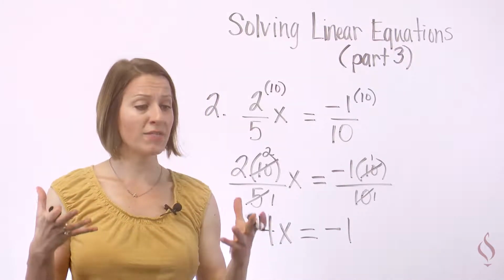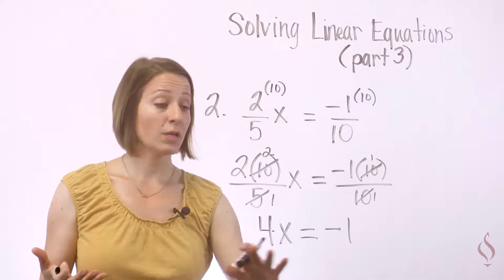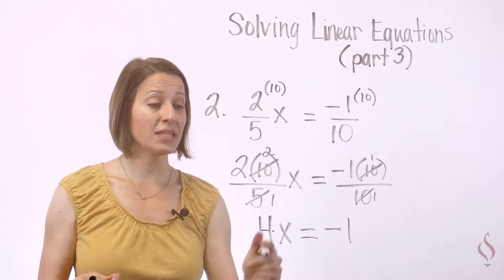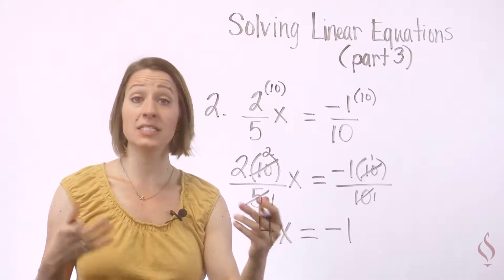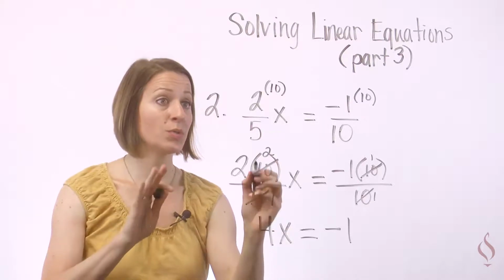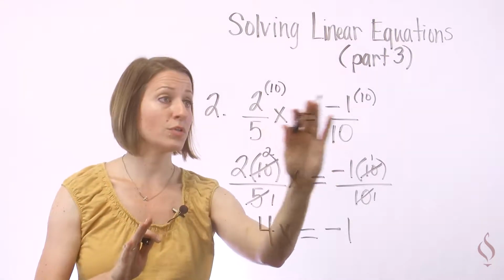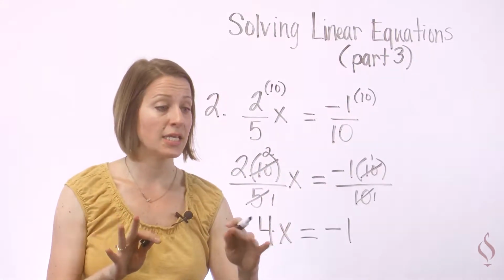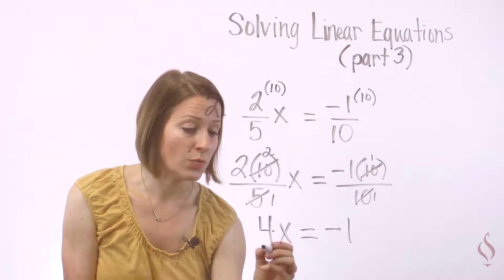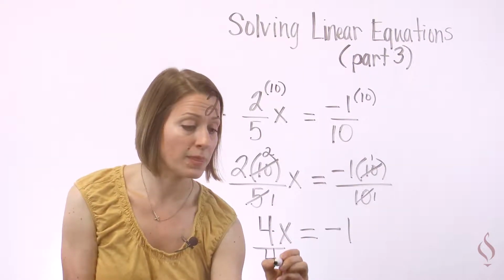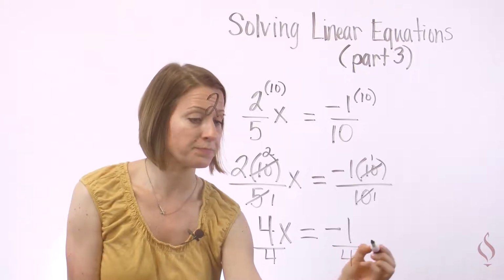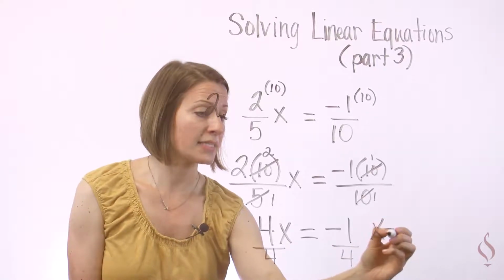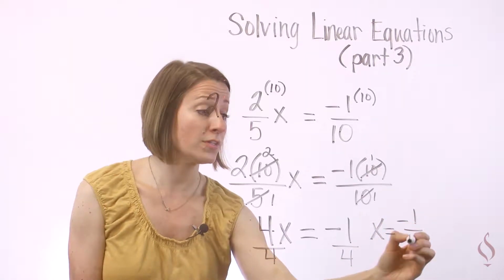Now, all of a sudden, we have this beautiful equation, completely whole numbers, and the value of our x did not change because we were very consistent. We multiplied 10 to both sides, and so it's all the same. We're just going to now divide both sides by 4, and x equals negative 1/4.